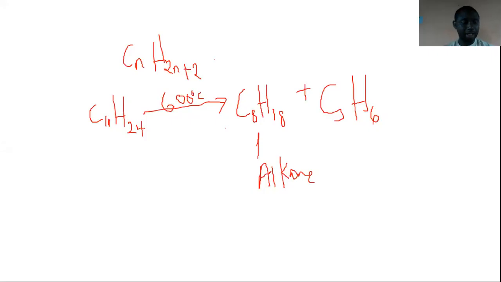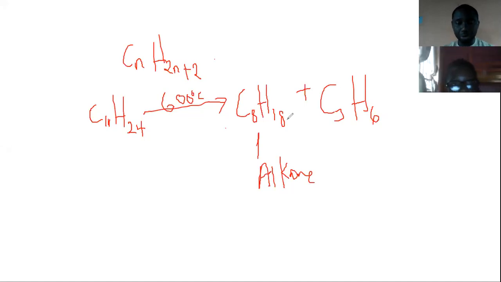So this is how cracking is. If you are being given this, you should know the next one you'll be getting. So we are getting an alkane and an alkene. So this is an alkene, because if you see 3 plus 3 is 6, that means they have CnH2n.